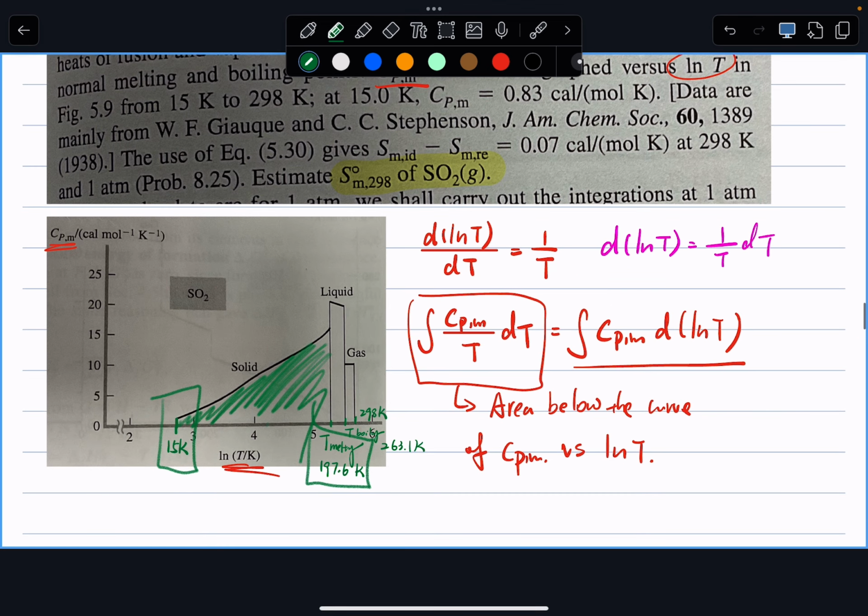Next step, we have melting taking place, so still temperature equals 197.6 K. At my melting point, but now we're in the liquid phase. For this process, we're using the delta H of melting, or the heat of fusion, to estimate how much entropy is gained. So this one is delta S from 3 to 4, melting, and that equals delta H of melting over T melting.